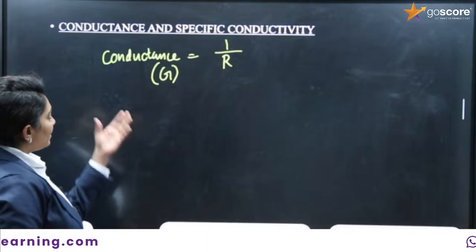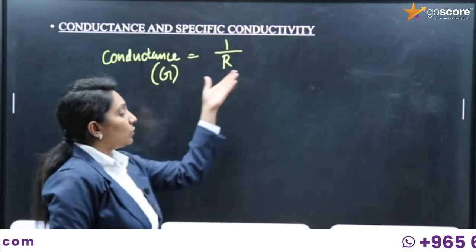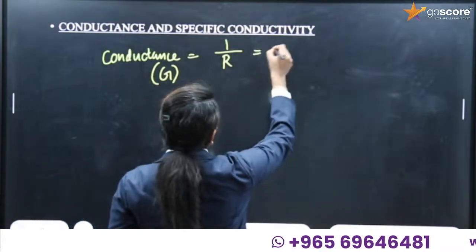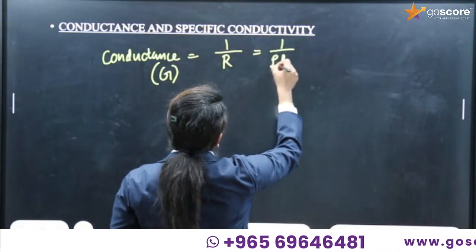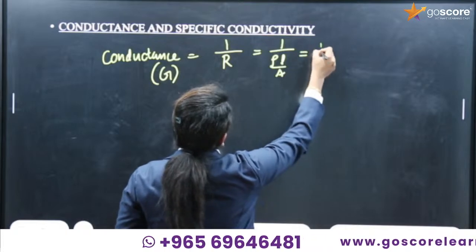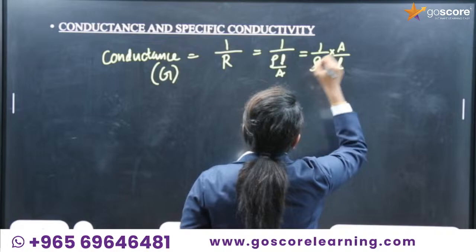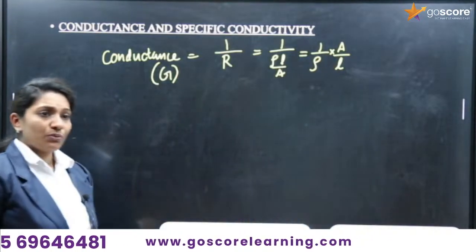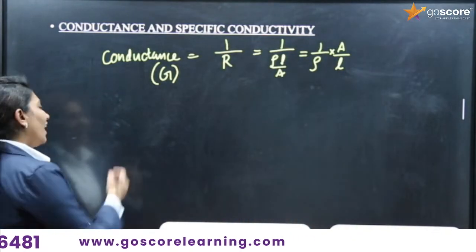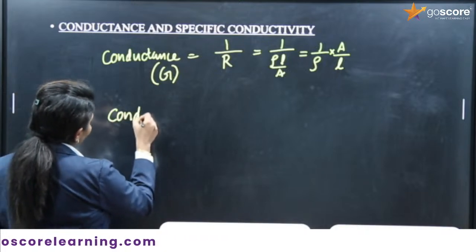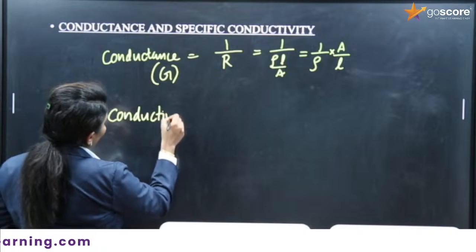Okay, so we can say the conductance G is equal to 1 by R. You know the value of R, right? 1 by rho L by A, that's equal to 1 by rho into A by L. That's what the conductance is. And about the specific conductivity, we will use the term conductivity or specific conductivity.